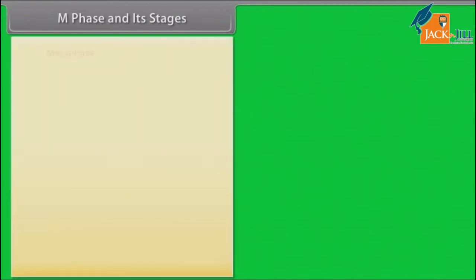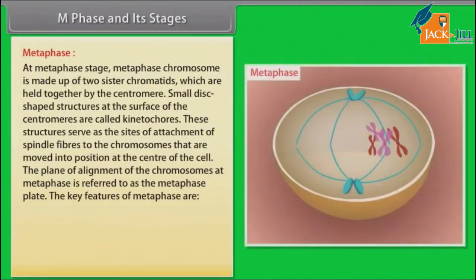The second stage of mitosis is called metaphase. At this stage, a metaphase chromosome is made up of 2 sister chromatids which are held together by the centromere. Small disc-shaped structures at the surface of the centromeres are called kinetochores. These structures serve as the sites of attachment of spindle fibers to the chromosomes that are moved into position at the center of the cell.